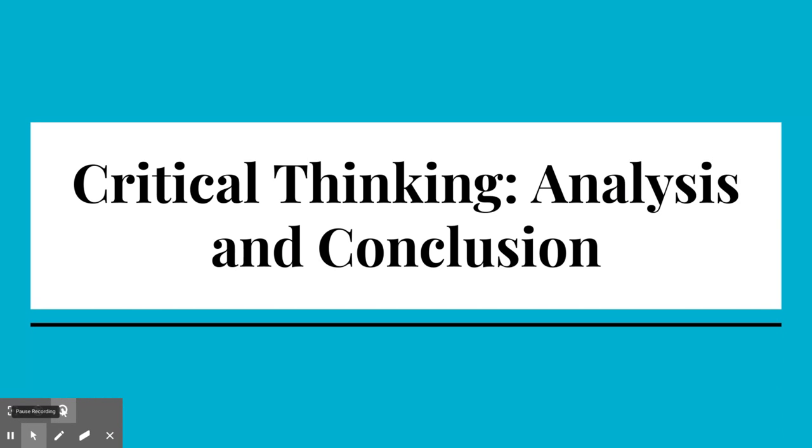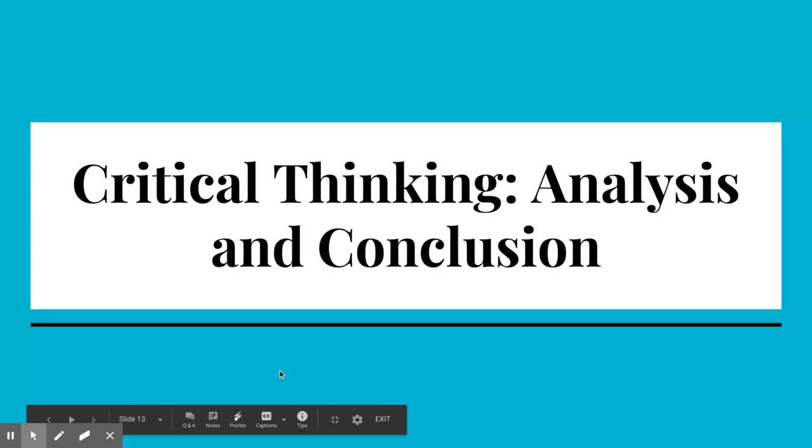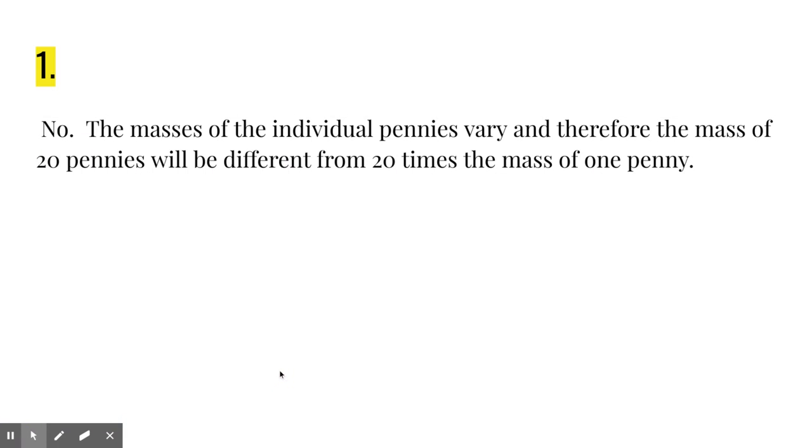And to explain. Well, if you look back at your overall data, no, you're not going to be able to just find the mass of one penny and then take that times 20 because your pennies are going to vary from each other. And you had two different masses. You had the mass of 3 and you had the one with the mass of 2.5. So that's why that will not work.